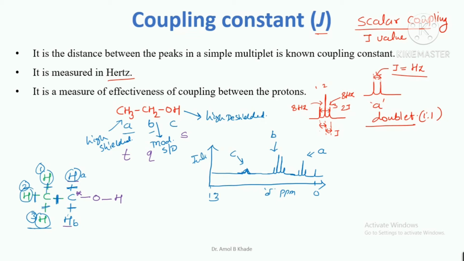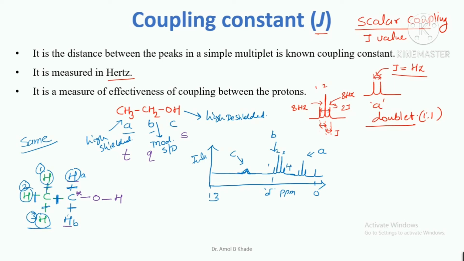That means the scalar coupling of the CH2 proton with the CH3 proton and vice versa is exactly the same, or similar. That's why the coupling constant is also exactly the same. So if I measure the distance between these quartet lines, this is line 1, line 2, line 3, and line 4.